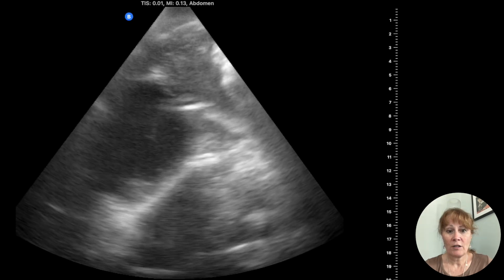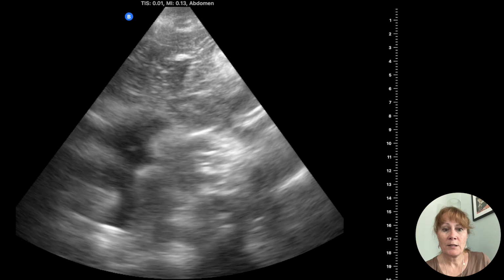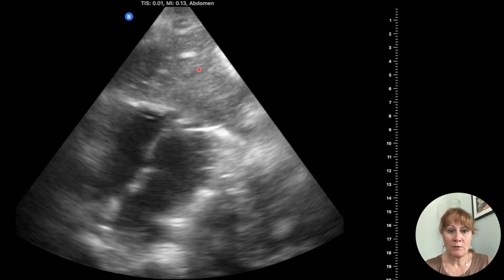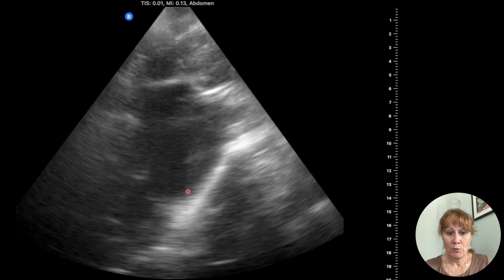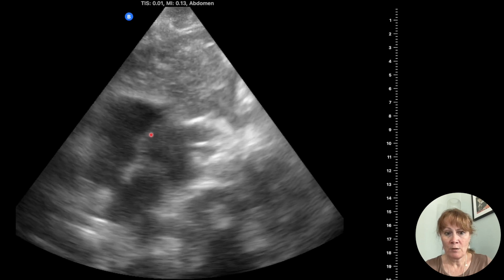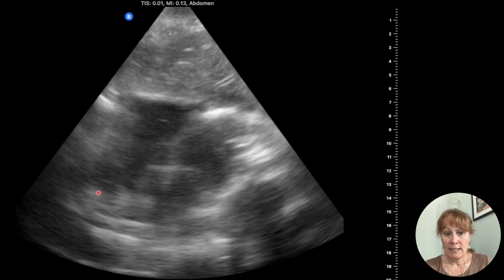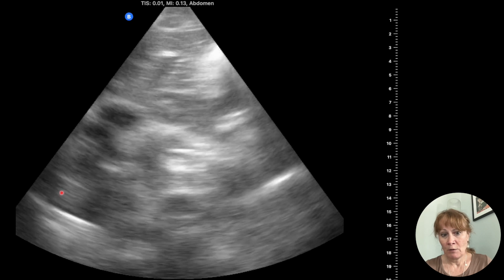Moving on to your heart images. This is your subxiphoid heart. I know it's subxiphoid because I can see beautiful liver here, and I see the shoe print and the left atrium, the gnome's hat, and a little bit of the right when it comes in and out.